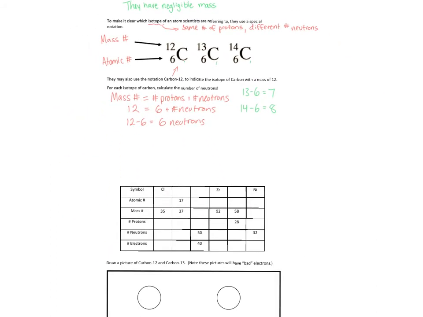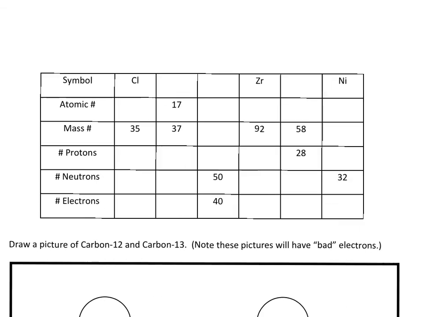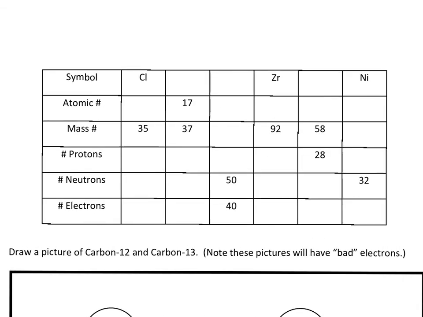So, coming up now, we've got this chart here. Okay, and what I want you to do is to take a look at this chart, and then I want you to pause the video and just do the chart. Okay, so look at the information it has. It has symbol, atomic mass, mass number, number of protons, number of neutrons, number of electrons.